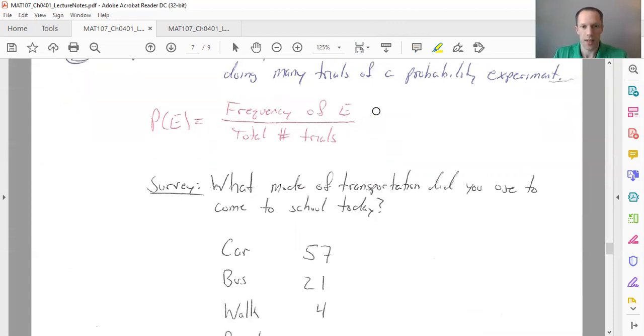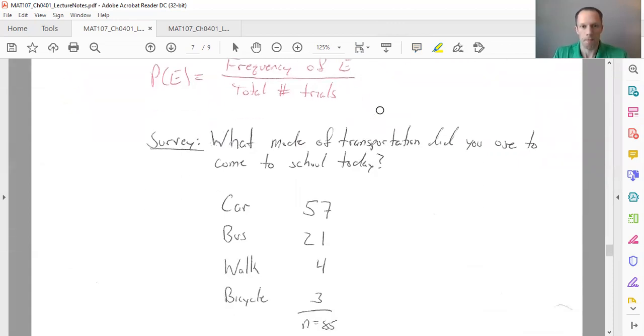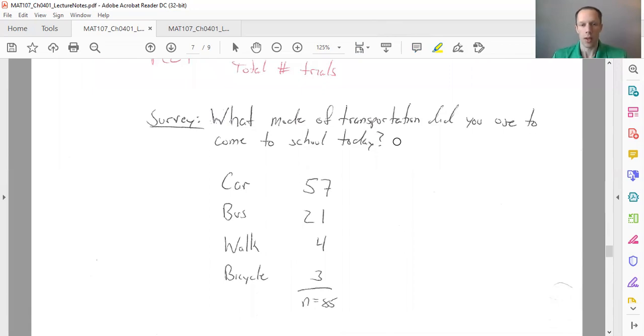So for example, let's say that we wanted to take a random person. Let's imagine we're on campus at school, and we just take a random person from the hallway and we say, what mode of transportation did you use to come to school today? Maybe we want to know the probability that they took a bus to school. Well, we can't really do classical probability analysis here because there's probably a greater chance that somebody used one mode of transportation and a lesser chance that they use some other mode of transportation. So we're going to have to do empirical probability analysis here.